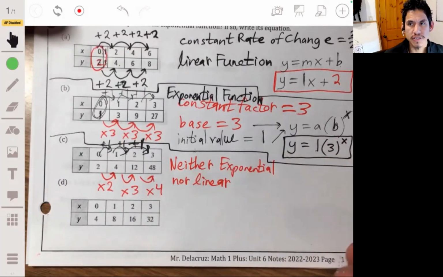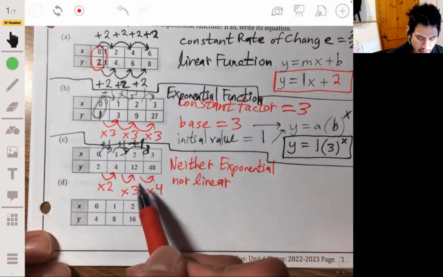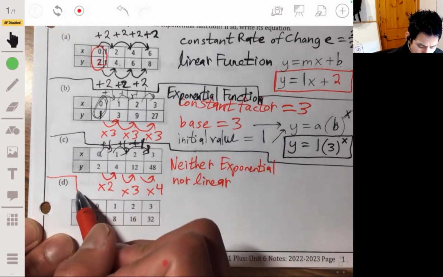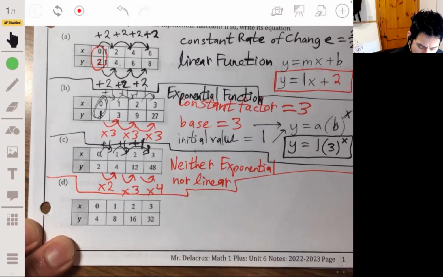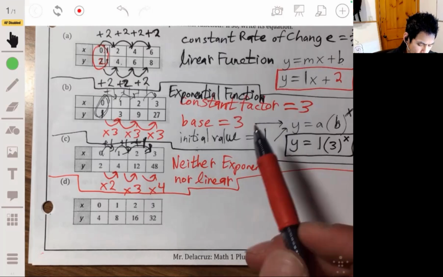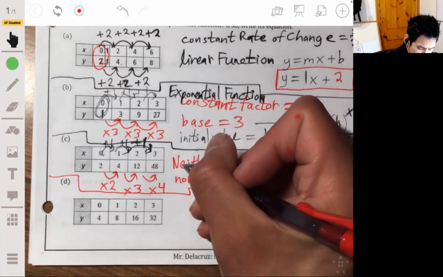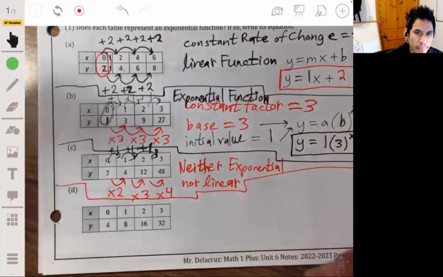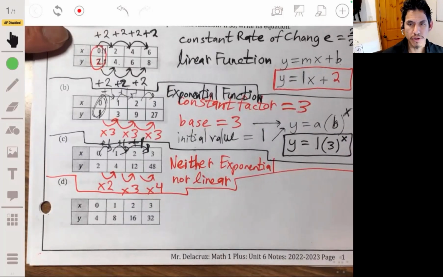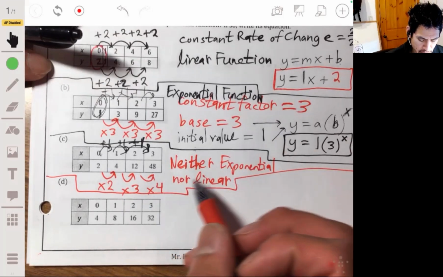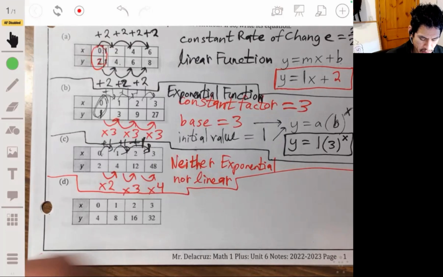That's why we say constant factor, because the factor has to be the same. You have to be multiplying by the same number each time. And we're not going to worry about the equation here because this is not really easy to derive, or there's no set formula. Maybe sometime in the future when you go into mathematics as your major, we'll see it again. But anyways, for now, let's move on to the D.